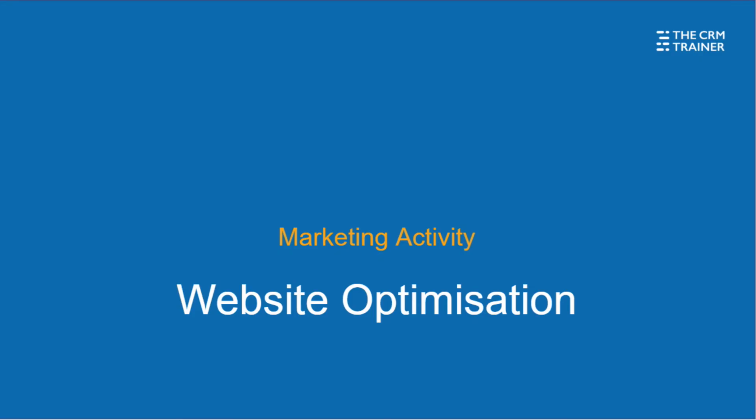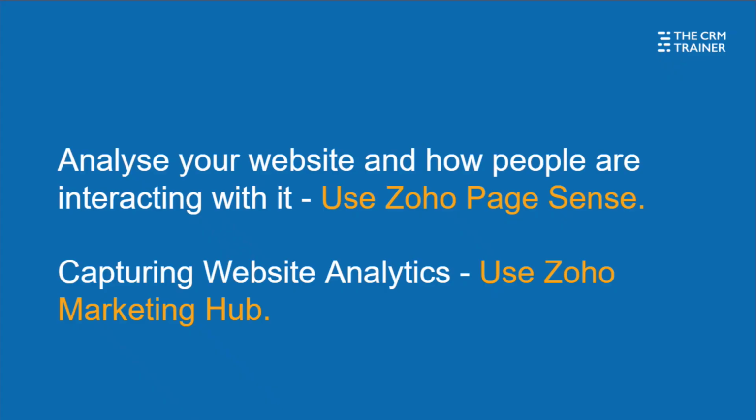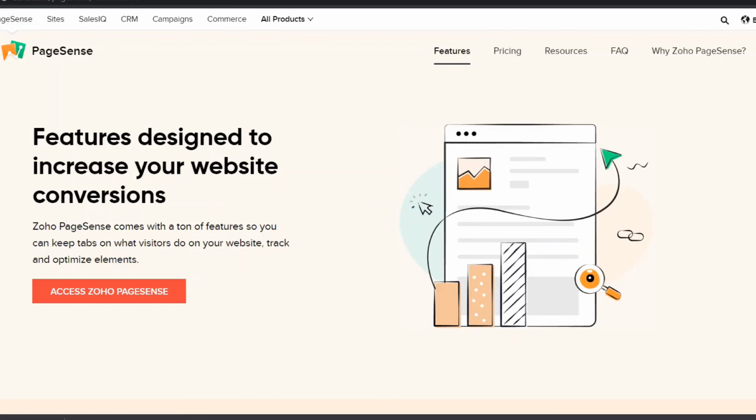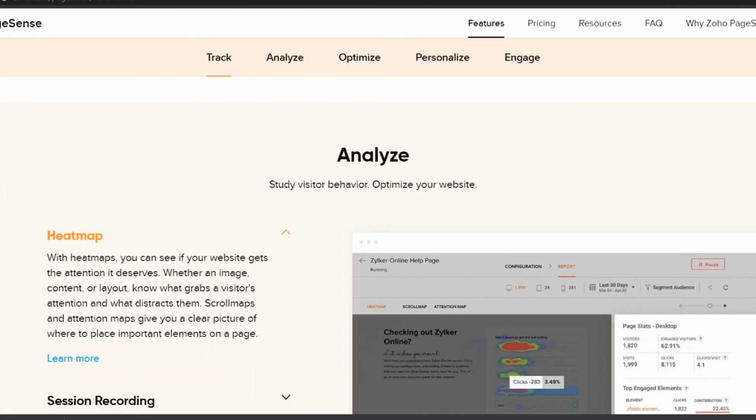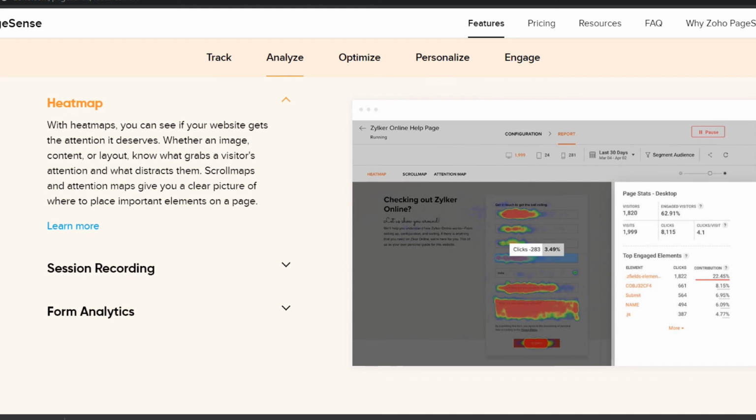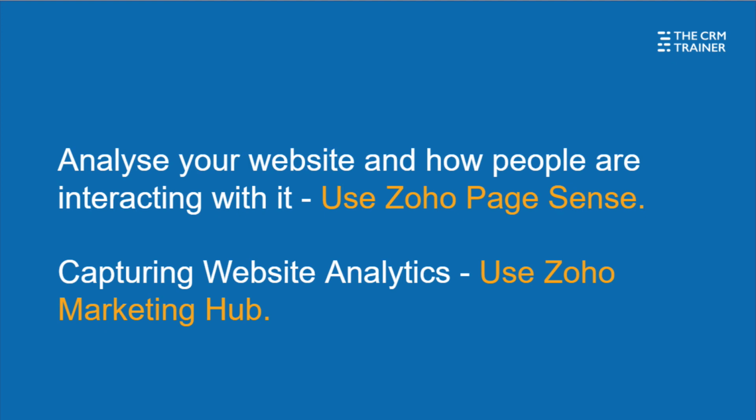Website optimization. You are probably using a different tool to analyze the effectiveness of your website and how people are actually using it. Zoho's app for this is called PageSense. If you've ever used anything like Optimizely, Hotjar, VWO, or similar website experiment tools, then this will be familiar to you. It tracks visitor behavior, records visitor mouse movements, provides pretty cool heat maps like this, and analyzes your website variants. So loads of cool tools for the marketer.